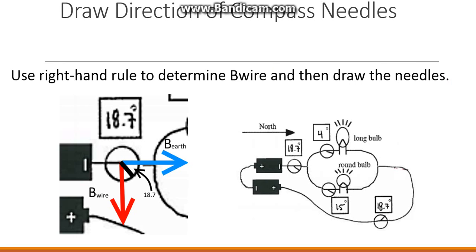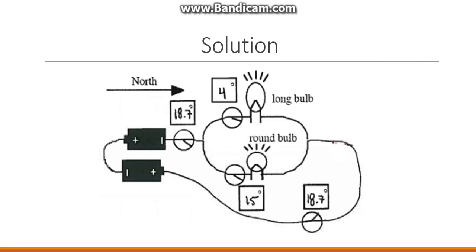As discussed before, we use the right-hand rule to determine the direction of the magnetism of the wire, and then draw the needles. As seen here, I did it for the first compass. And now we fill them in for the rest of the compasses. And now here's our solution.